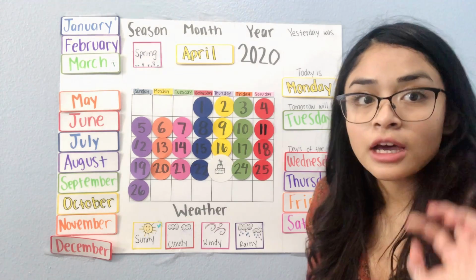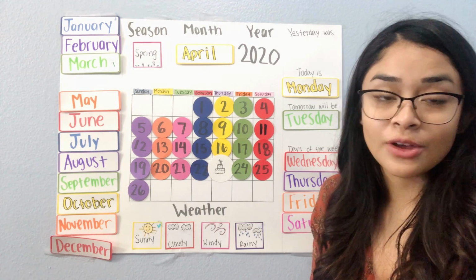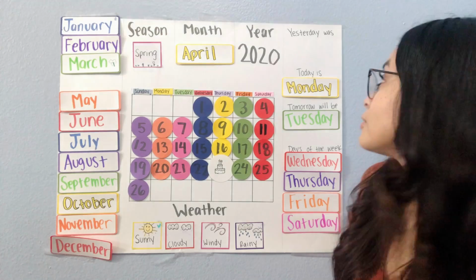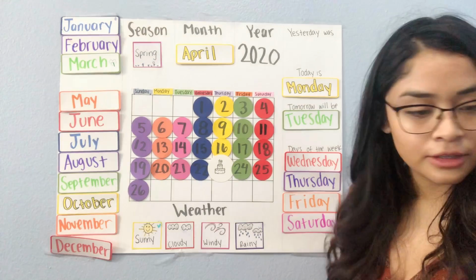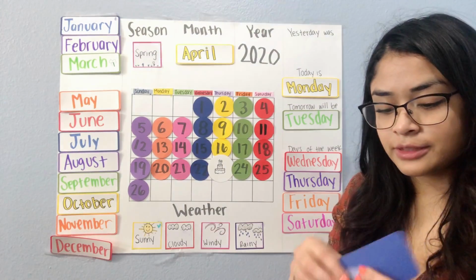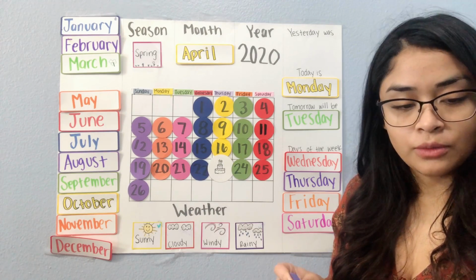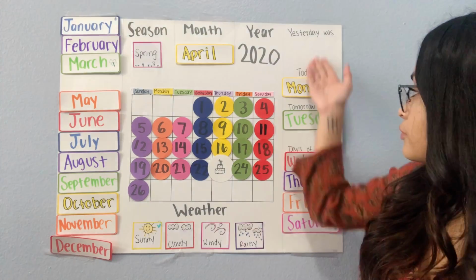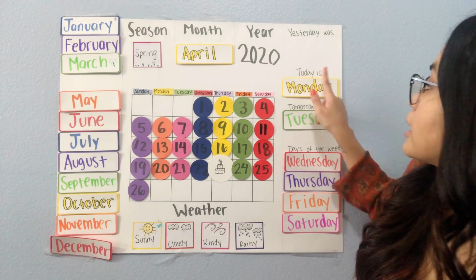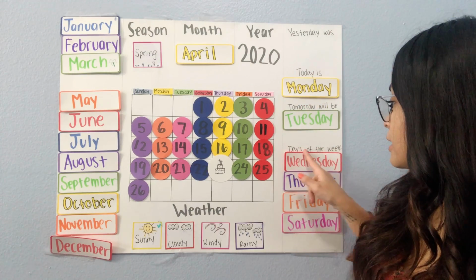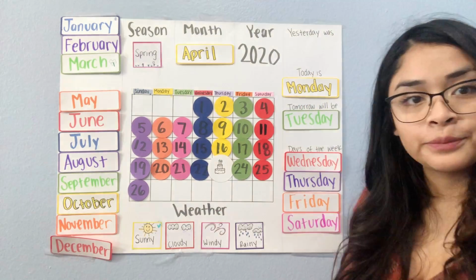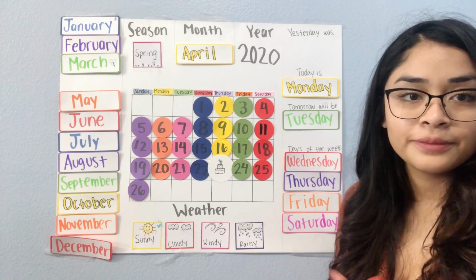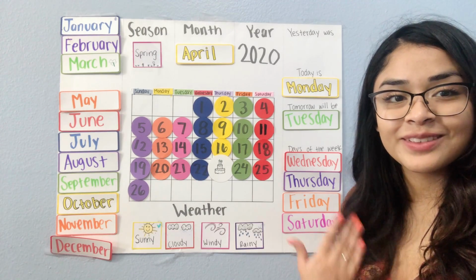So let's do a quick days of the week song, okay? We'll start off with days of the week and we'll fill it in over here. Yesterday, today, tomorrow, and then the rest of the days of the week. Okay, so, ready? One, two, three.